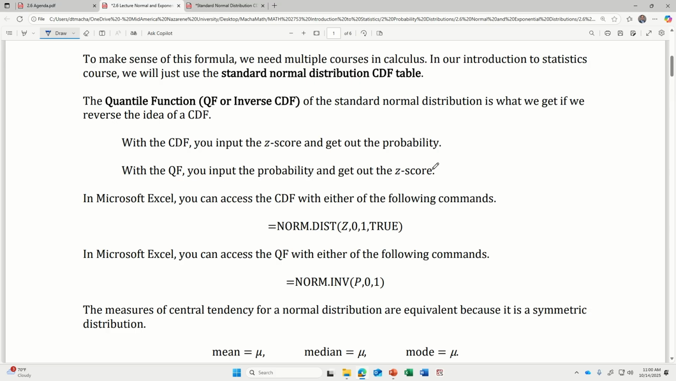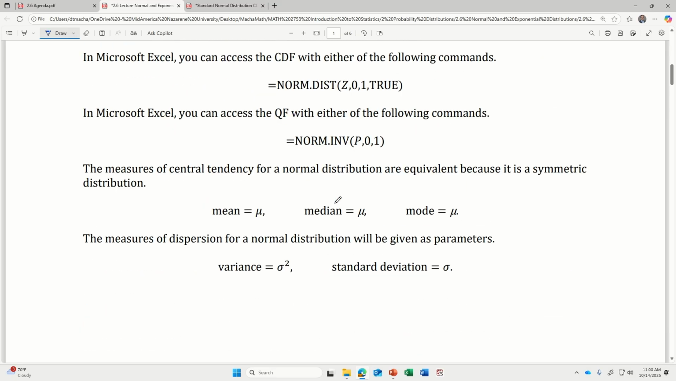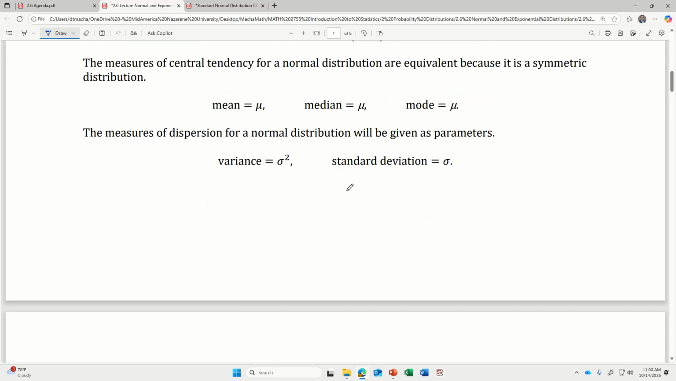In Excel, there are formulas you can type in to use the CDF and the quantile function if you are interested. That's of course not going to be on a test because I'm not going to use Excel on a test.